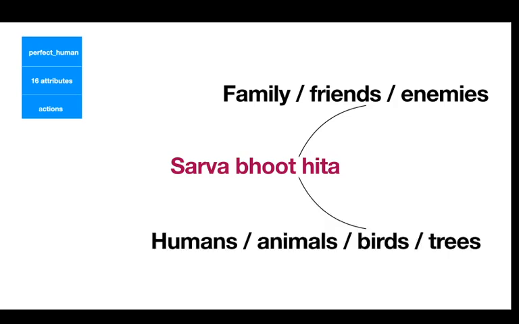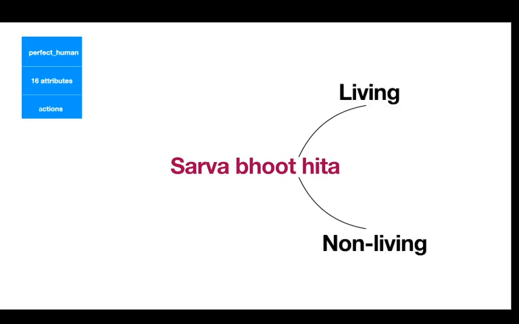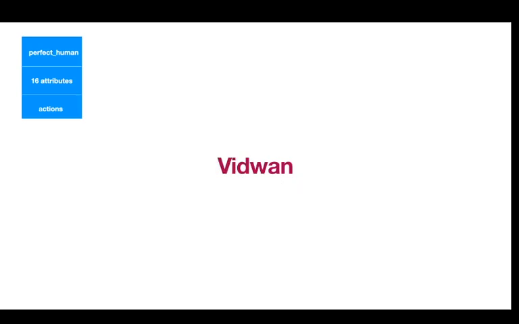Being good to humans is easy. But can you be good to animals, birds, and trees too? That is a question to ask. Sarva Bhuta Hita means somebody whose actions bring happiness, not only to living beings, but also to non living entities. His actions bring happiness to everybody. That person is called Sarva Bhuta Hita.